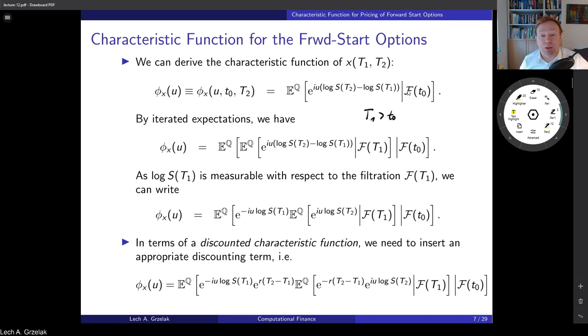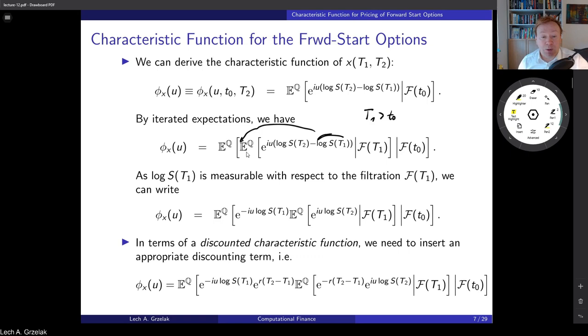Okay, so once we do the conditioning on the filtration F(t1), some quantities are known. So is S(t2) known? No, it is not known. It will be known at time T2. However, S(t1) is known because we consider a case where we have the filtration at time T1. This means that we are at a moment in the future. So obviously stock S(t1) will be known at time T1, right? So this means that the exponent of minus iu log S(t1) can be taken outside of this expectation. So this term here, we can take it outside of this expectation. And this is what we do here.